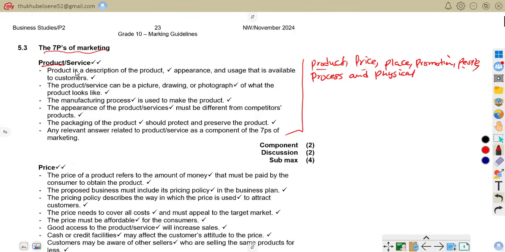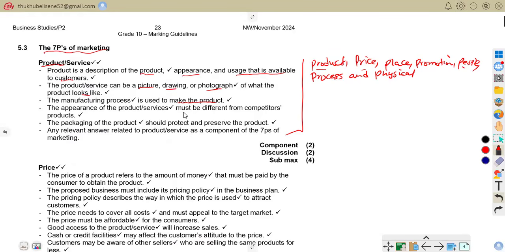We are first going to start with product. Product is a description of the product, appearance, the usage that is available to the customer. And we know that the product is the heart of the business. We cannot sell, we cannot market if there is no product. And the product or service can be a picture, drawing, or photograph of what the product looks like. The manufacturing process is used to make the product.